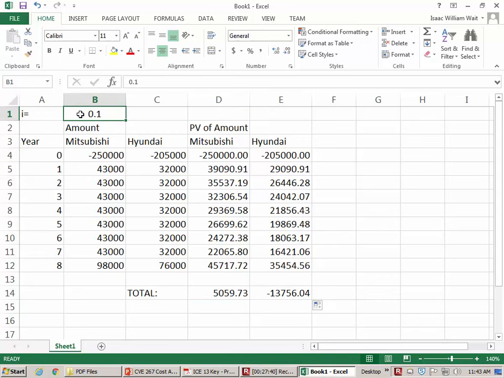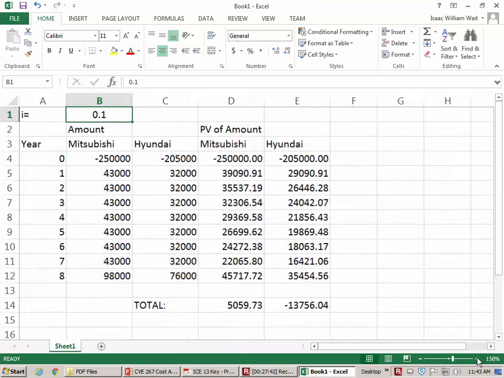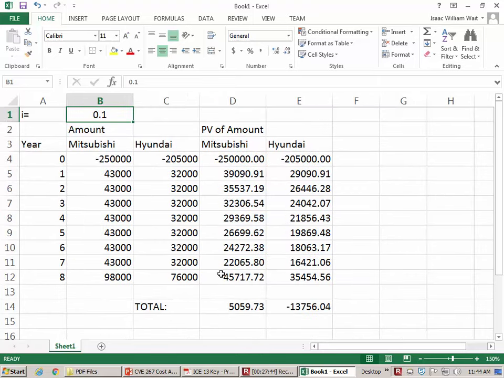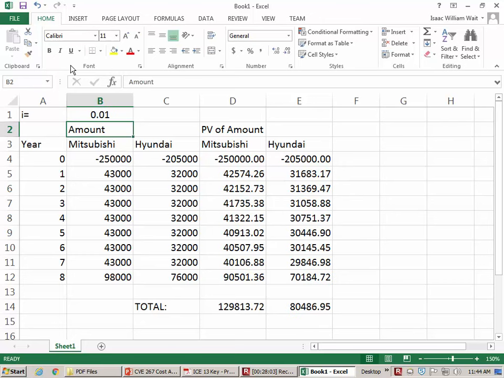One of the hypotheticals that I posed was, if we change the interest rate, is that going to make all of a sudden the Hyundai the better option? Is there ever going to be a case where a different interest rate would tell us to choose Hyundai instead of Mitsubishi? No? All right, well, let's see. You're right, but let's just double check by taking maybe 1% instead of 10%. So still, Mitsubishi is better than Hyundai.